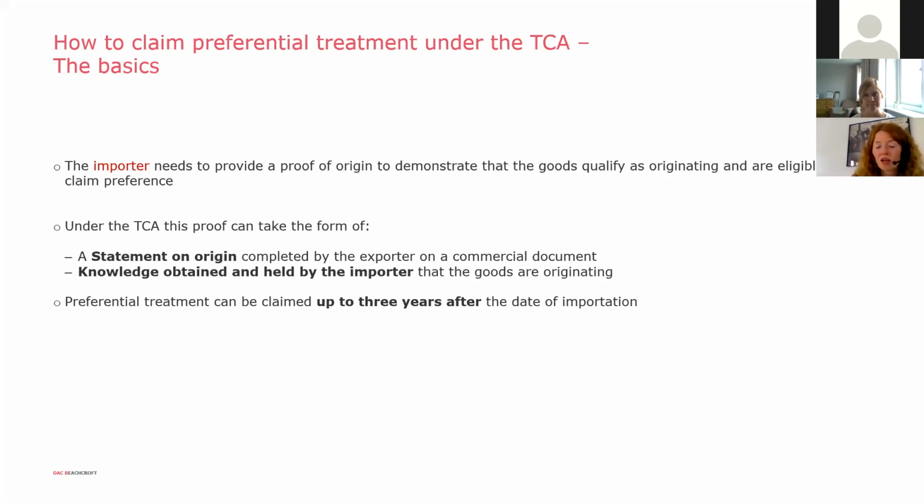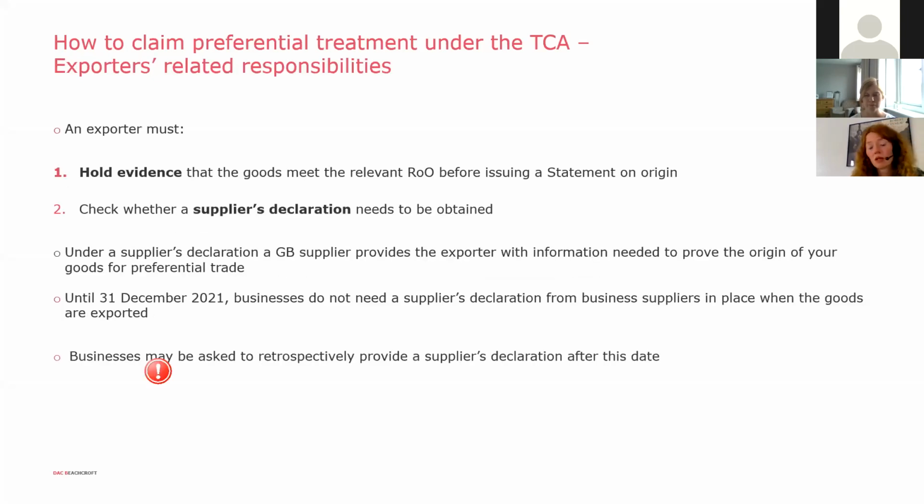The information, I didn't put it here because it's quite lengthy, but it's actually quite logical what you need. You need to provide evidence that the goods are originating, which is very similar in practice to a statement on origin, I would say. Preferential treatment can then be claimed up to 3 years after the date of importation. So it doesn't have to be done straight away, but you have some time to do it.